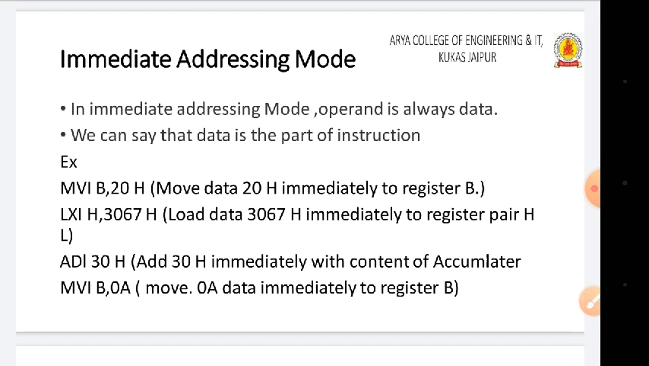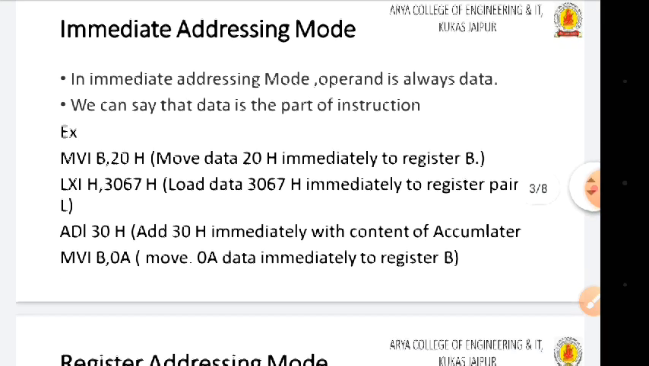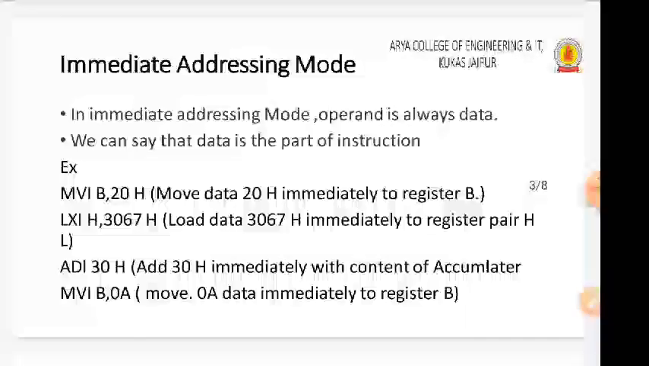As we know, the register pair HL can store 16-bit data. 3067 is data, not an address. Next, ADI 30H. It means add 30H immediately to the content of the accumulator.